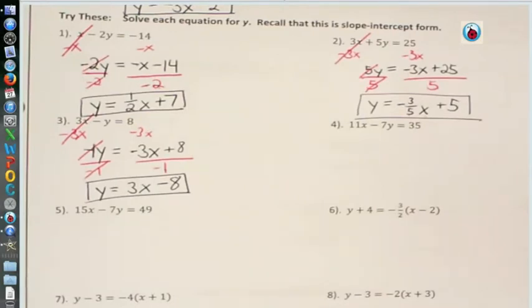4 and 5 are very, very similar to the three problems that I just did. So go ahead and pause the video right here. You're going to try problems 4 and 5 on your own. When you are done with those problems and think that you are ready to see the answers, go ahead and unpause the video and you can check your answers with mine. So go ahead and try those out.